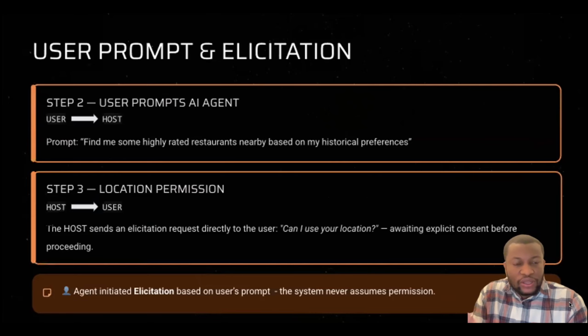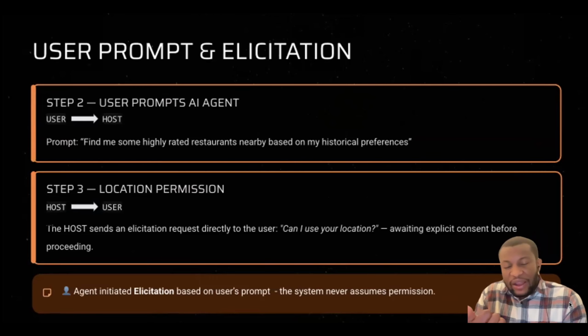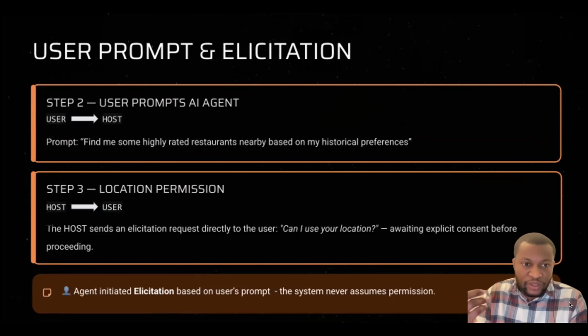Now, once that is done, think of it like you have your Claude Code open or Claude Desktop open, and you're on your prompt interface, and you as a user just type in there, find me some highly rated restaurants nearby based on my historical preferences. Now that's the prompt to the AI agent. We have hard coded this to say it's going to be using the Yelp API service and all of that. So let's say it picks up an AI agent that's going to use that service.